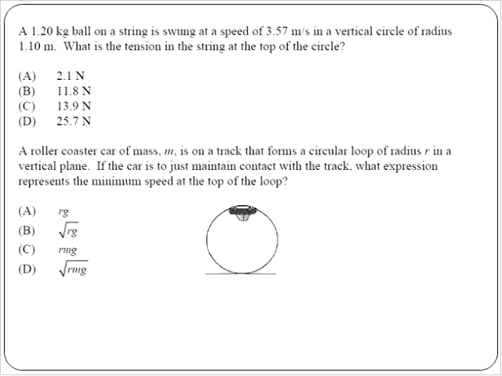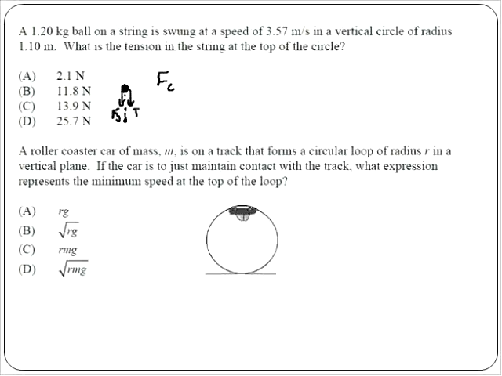We've got a 1.20 kilogram ball on a string swung at a speed of 3.57 meters per second in a vertical circle with a radius of 1.10 meters. What is the tension in the string at the top of the circle? Okay, so what I'll do very quickly is draw a diagram. At the top of the circle, here's the string. Center of the circle is down here. So force of gravity is down, the tension is down, and Fc is down.